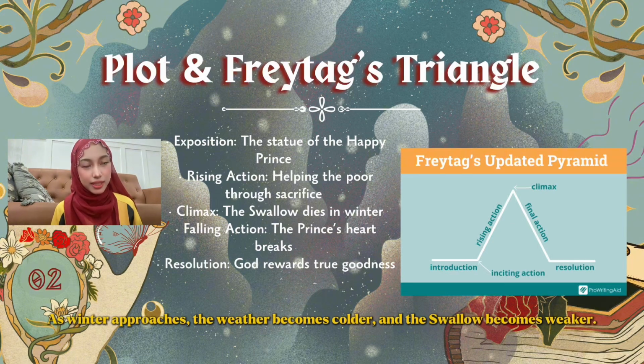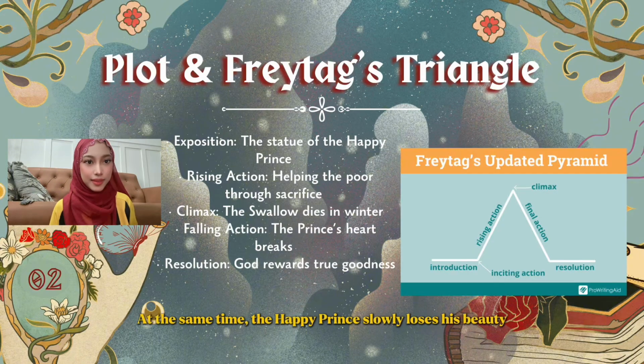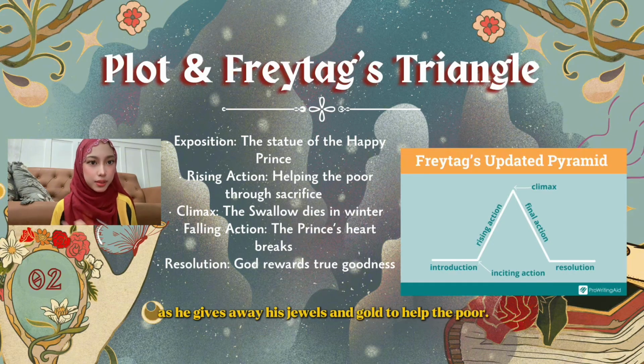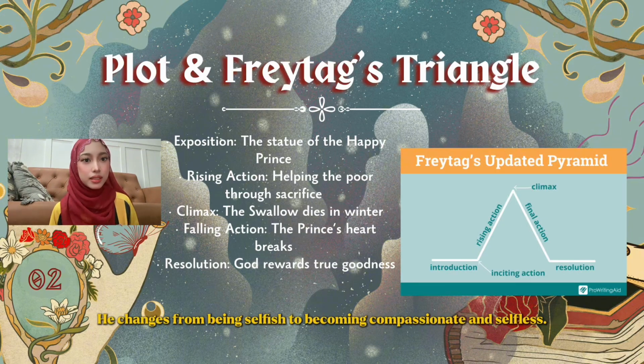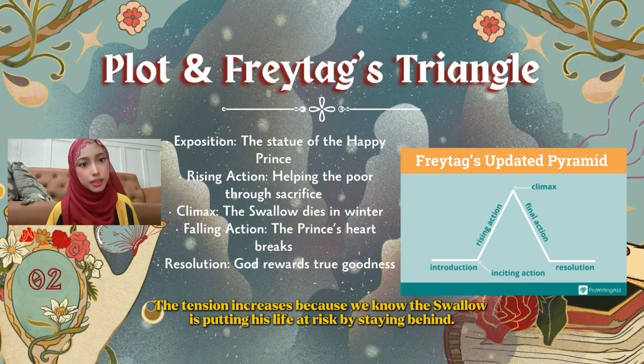As winter approaches, the weather becomes colder and the swallow becomes weaker. At the same time, the Happy Prince slowly loses his beauty as he gives away his jewels and gold to help the poor. During this rising action, we can clearly see the character development of the swallow. He changes from being selfish to becoming compassionate and selfless. The tension increases because we know the swallow is putting his life at risk by staying behind.